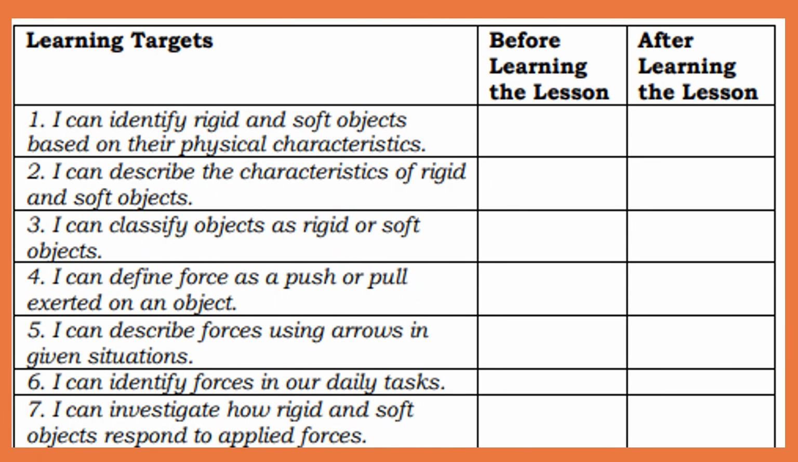Here are the learning targets. First, I can identify rigid and soft objects based on their physical characteristics. Second, I can describe the characteristics of rigid and soft objects. Third, I can classify objects as rigid or soft objects.